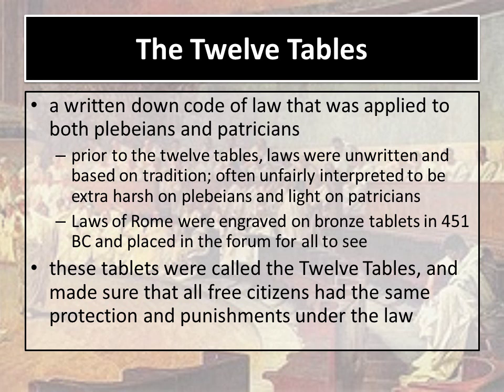So what happened was, in 451 BC, the official laws of Rome were engraved on bronze tablets, and they were placed in the Roman Forum for all to see. These tablets were called the 12 Tables, and they made sure that all free citizens had the same protection and punishments under the law.